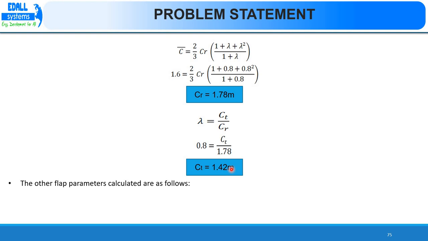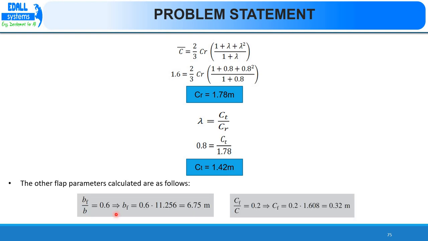Flap parameters are also calculated. In the initial flap parameters, flap span BF by wingspan B was taken as 0.6. Solving this equation, as the wingspan is calculated, the flap span we get is 6.75 meter. Similarly, the flap chord to the wing chord is taken as 0.2 in the initial flap parameters. So after solving this equation, you will get the flap chord as 0.32 meter.